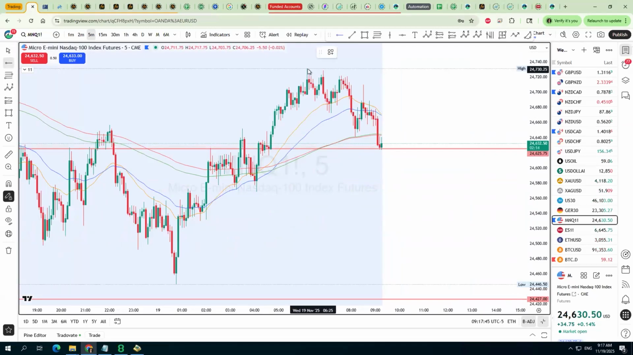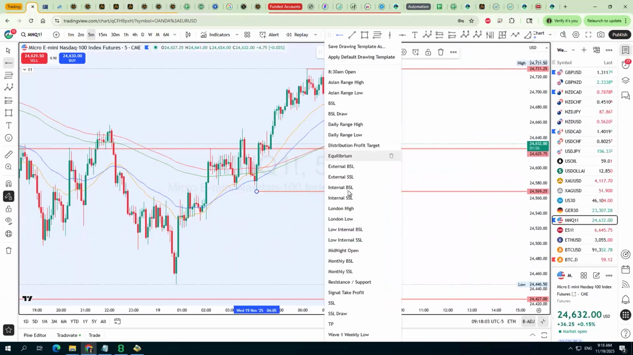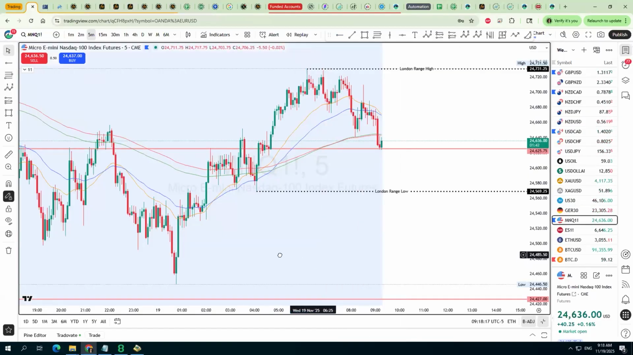So the range high of the London session is going to be here. And the low I'm looking for is just after 3 o'clock. So here is the low right here. So this is going to be my London low sitting over here. London high is here at the top. All right, so we got a London low and London high.